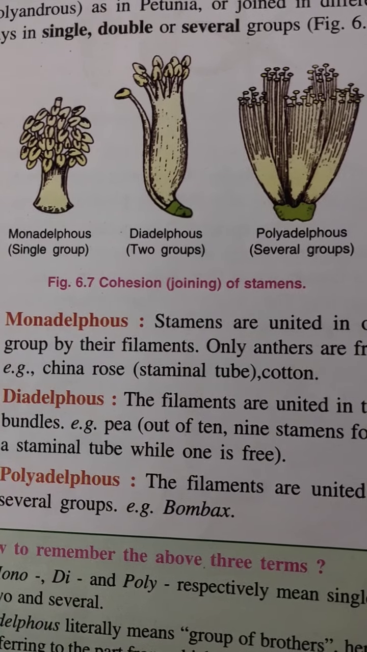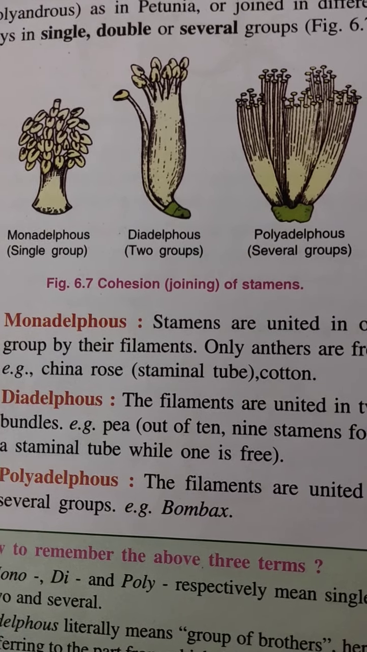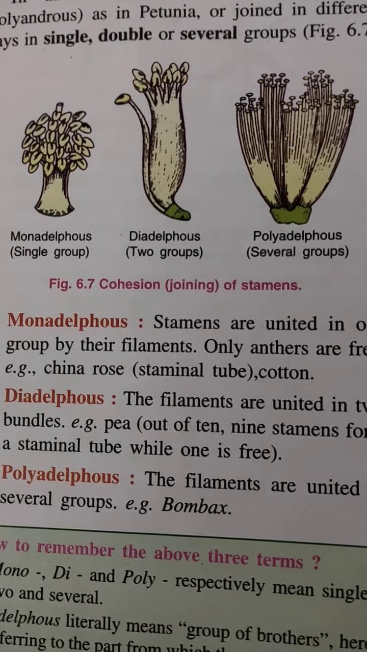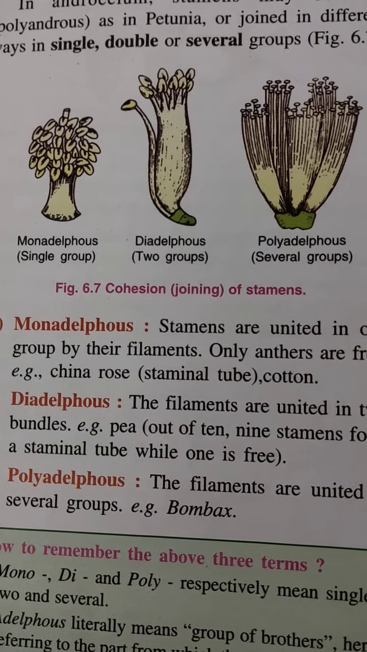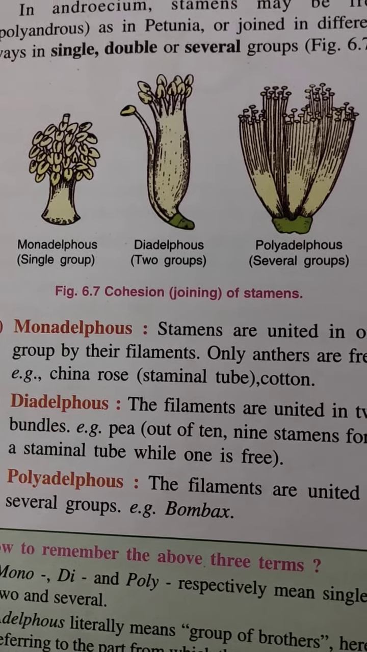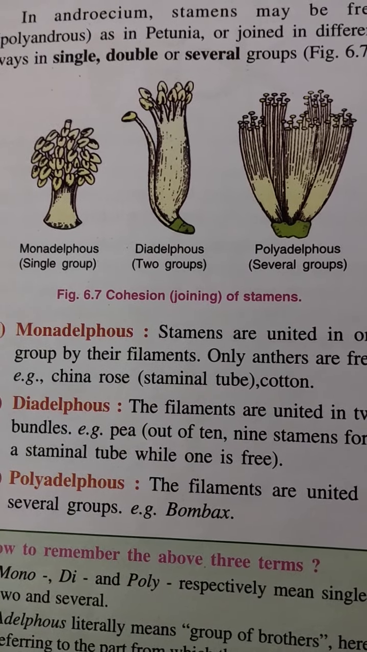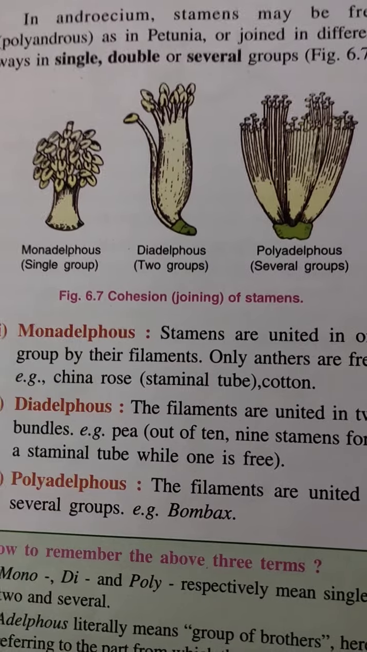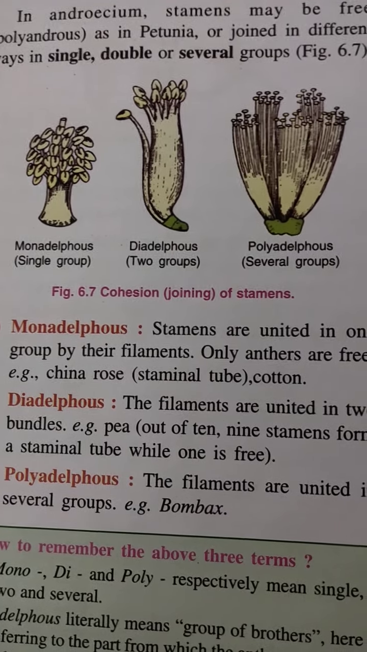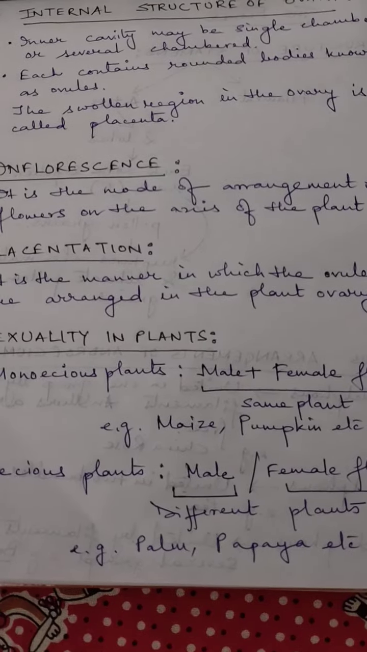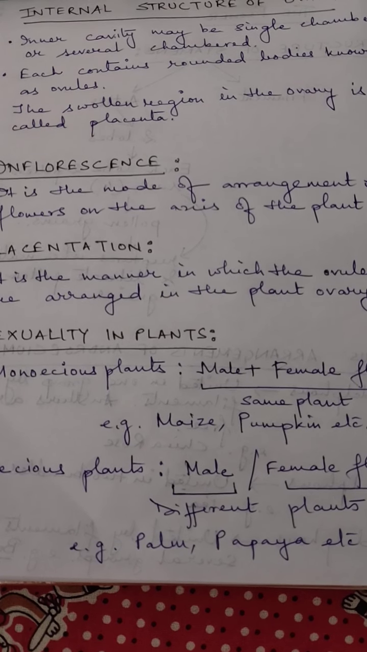See, this is the structure, or rather the types of arrangement of stamens: monadelphous, that is single group; diadelphous, that means two groups; and polyadelphous, that means several groups. I hope it's clear. It's there in your book also. Go through it. Next part is internal structure of ovary.